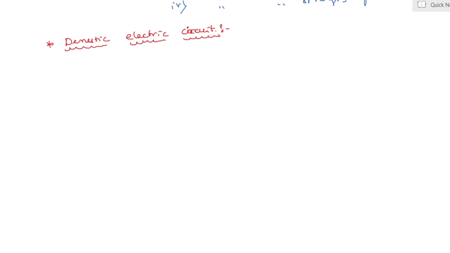Yes, my dear students. Now see safety measures in a domestic electric circuit. In which the first one is the earth wire. To avoid risk of electrical shock, the metal body of appliances is earthed. The metal case of the appliances is connected to the earth.